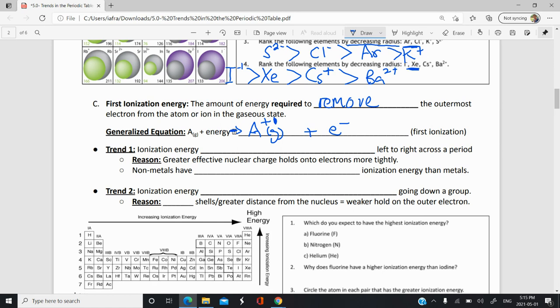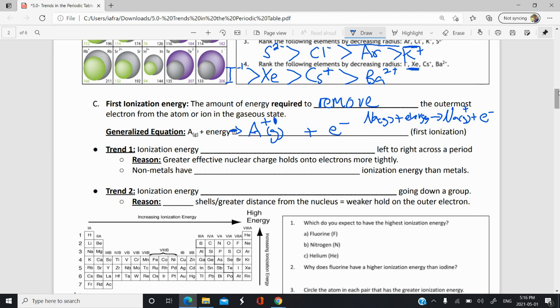So for example, I could write sodium in its gas state. You're putting in some energy, that would be the ionization energy. And then when you do that, it's going to become the sodium ion, plus the electron that was removed. And so that would be the ionization equation for sodium, for the first ionization energy.